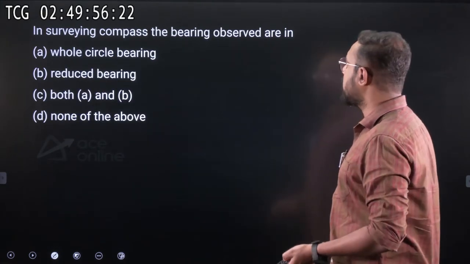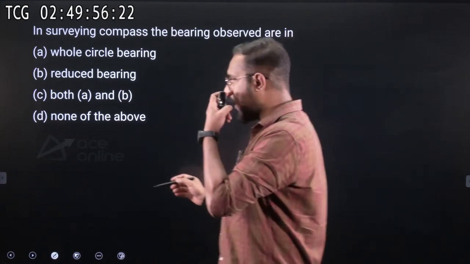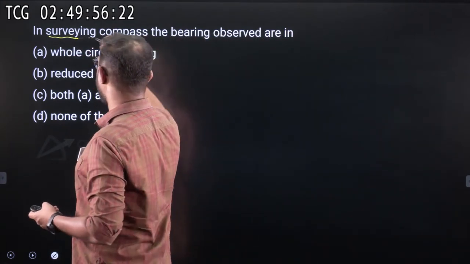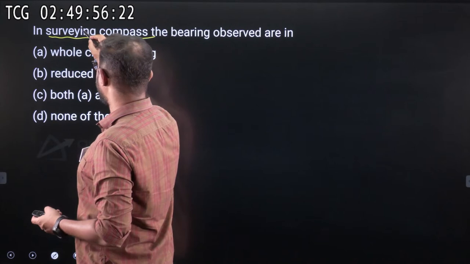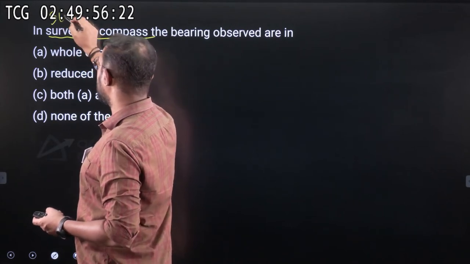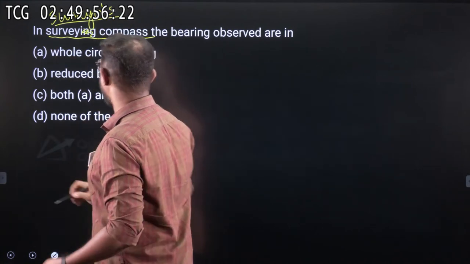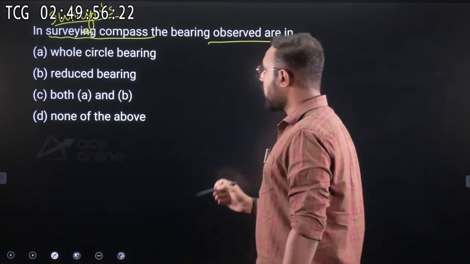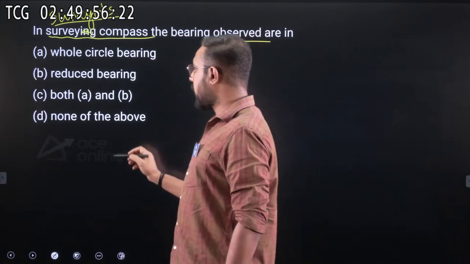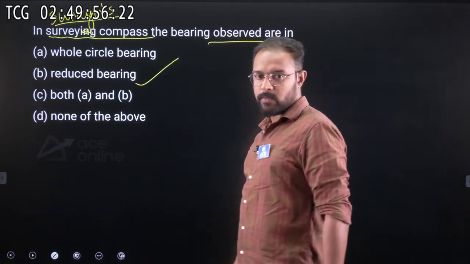In surveying compass, the bearings observed are in: whole circle bearing, reduced bearing, both A and B, none of the above. It is surveyor's compass. The answer is reduced bearing.